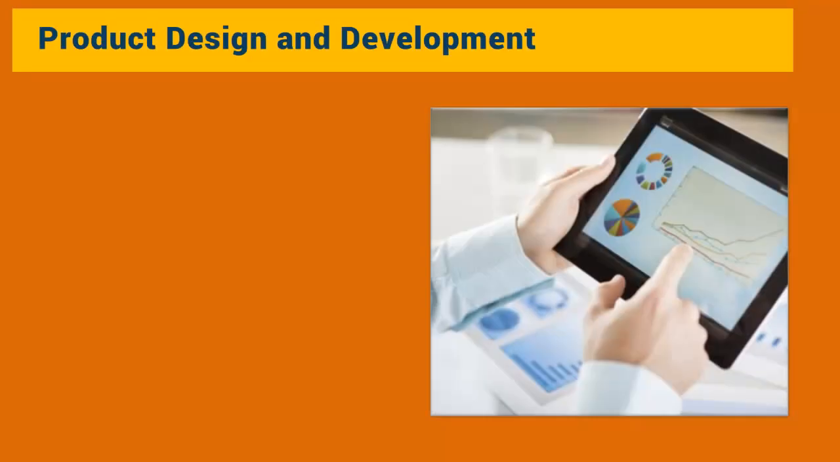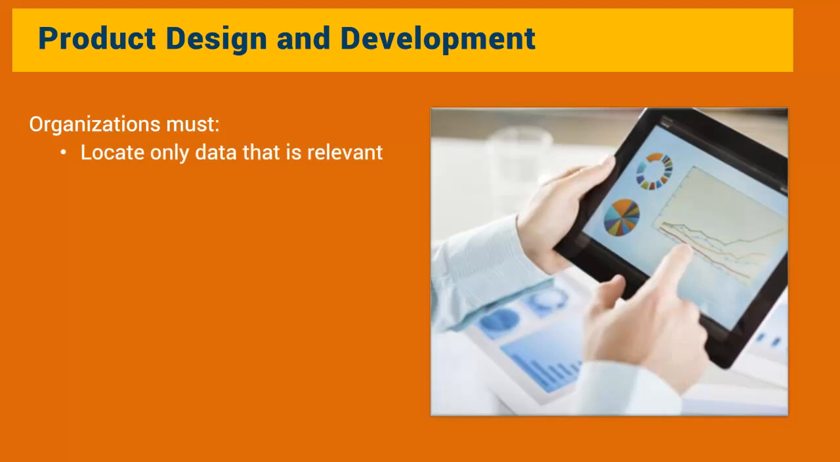Product design and development. The third area where organizations use social network data is product design and development. Due to the popularity and extensive use of social media, there is an enormous amount of big data available that organizations can use. But not all of this information is relevant. In order to use big data optimally, organizations must be able to sift through it and locate only the data that is relevant. In addition, they must continually understand and respond to the relevant data in real time.